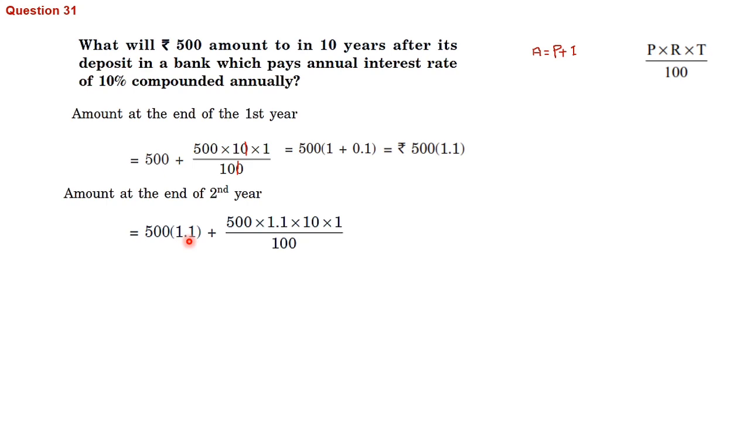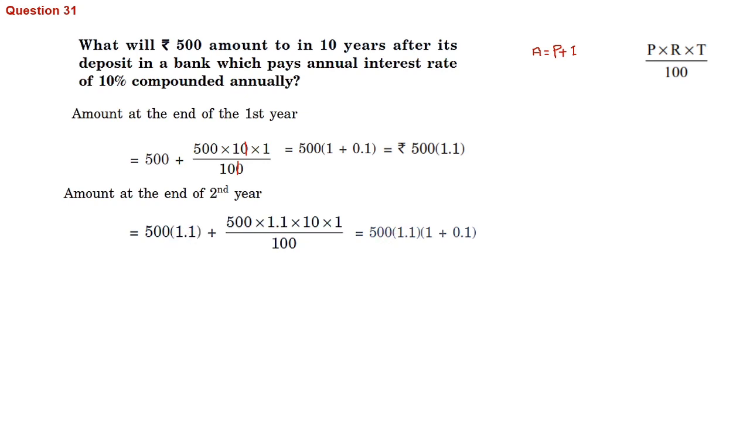500 into 1.1 plus, again the same formula, PRT by 100. But what is our P? P is 500 into 1.1. Rate of interest is the same, 10. Time is only 1 year, as before, so 1 divided by 100. Here also 500 into 1.1 is common. You see, 500 into 1.1, 500 into 1.1, that is common.